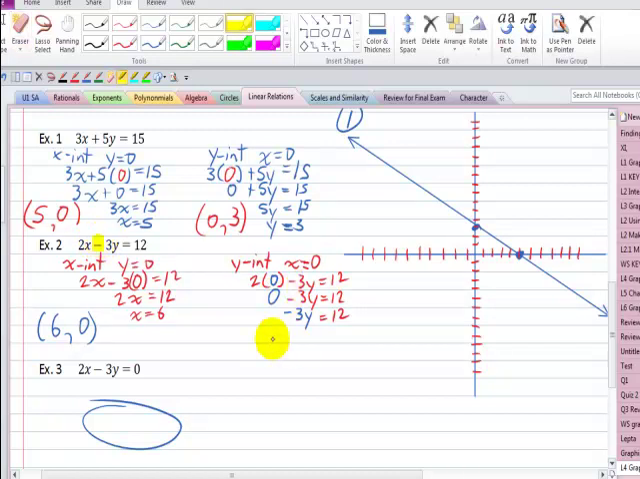Okay? And that's only when you have a subtraction in between. So your final answer here then is going to be y equals negative 4. Okay? So the point is (0, negative 4). So you can plot that.